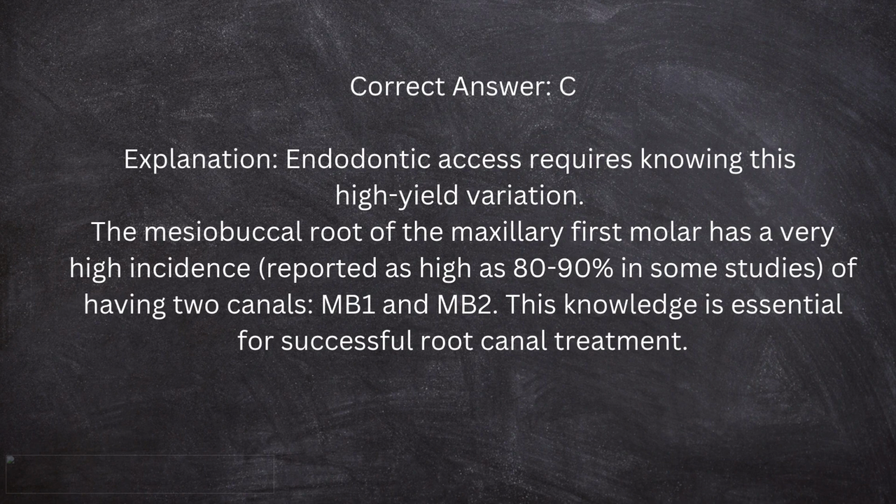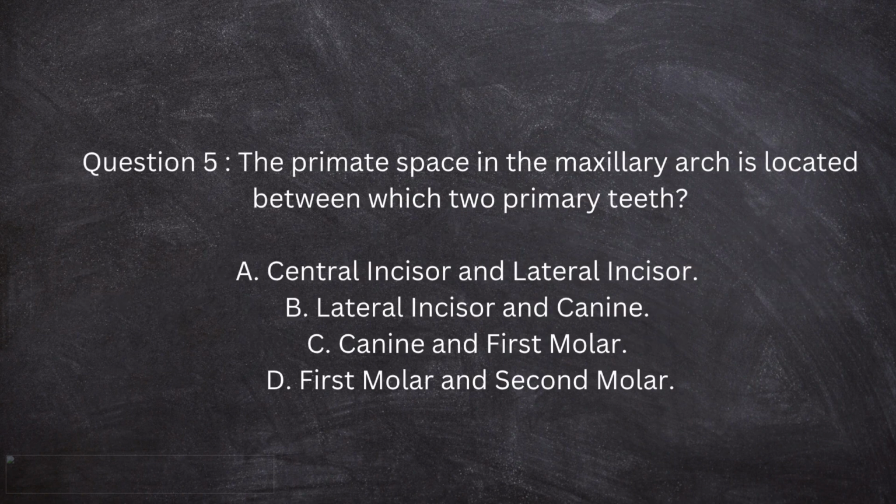Question 5. The primate space in the maxillary arch is located between which two primary teeth? A. Central incisor and lateral incisor. B. Lateral incisor and canine. C. Canine and first molar. D. First molar and second molar.